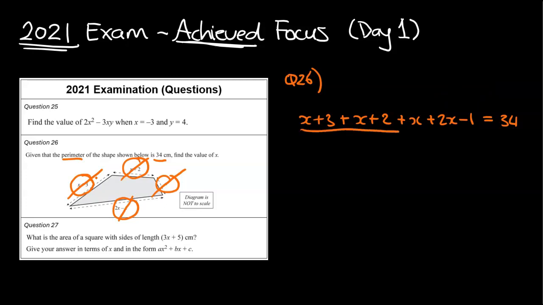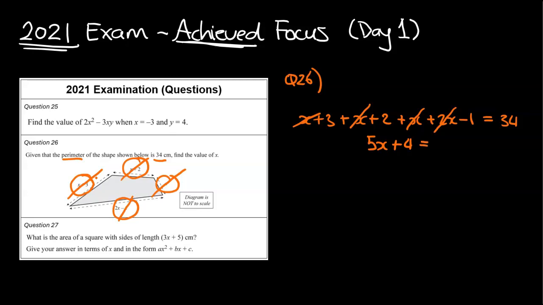So the first step, let's simplify the left-hand side. We're going to start off with the x's. We've got 1 over here, another 1 over there, a third 1 over here, and we've got 2 over here. All of that combined gets us to 5x. So I've simplified that. I now deal with the numbers. We've got 3 plus 2 is 5, minus 1 gets me to 4. So that's going to be a positive 4 or a plus 4.